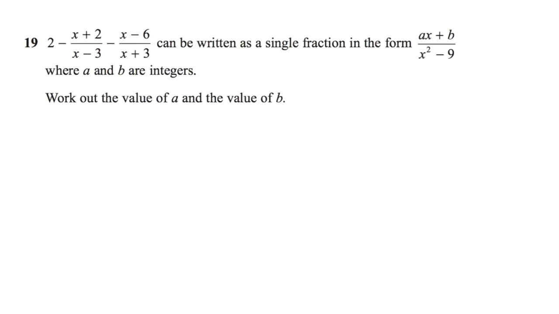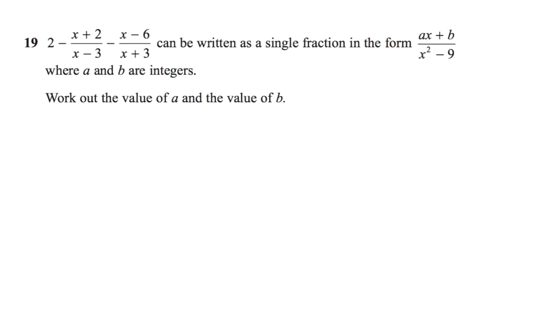Hi, and welcome to Math Together. In this lesson, we'll be focusing on question 19. 2 minus x plus 2 over x minus 3 minus x minus 6 over x plus 3 can be written as a single fraction in the form ax plus b over x squared minus 9, where a and b are integers. Work out the value of a and the value of b.